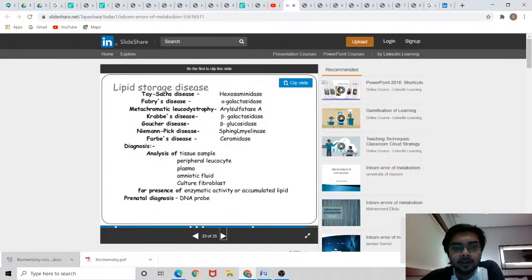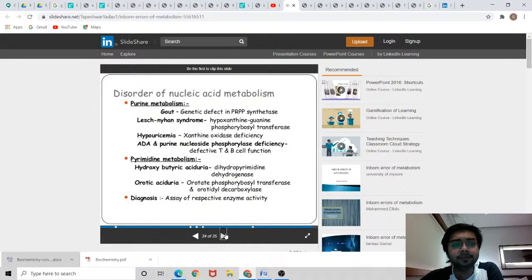All this you should be learning by heart. Tay-Sachs disease, hexosaminidase. Fabry's disease, alpha galactosidase. Metachromatic leukodystrophy is arylsulfatase. Krabbe's disease is beta galactosidase. Gaucher's is beta glucosidase. Niemann-Pick very easy. Farber's is ceramidase, right? So again, easy but important to remember.